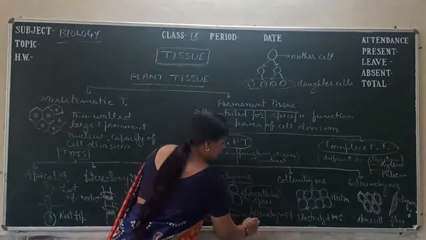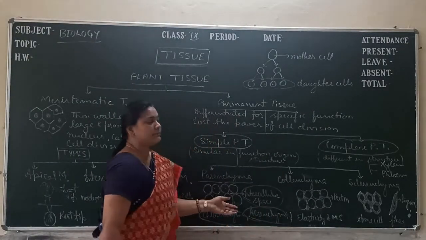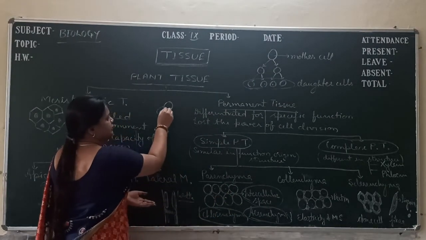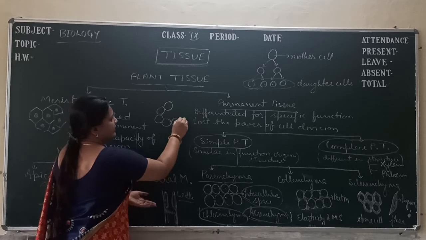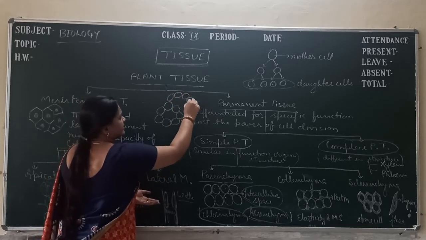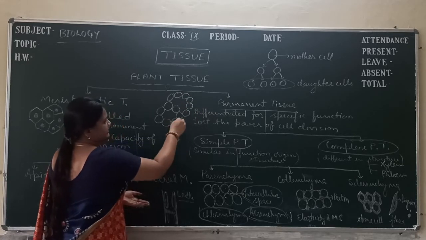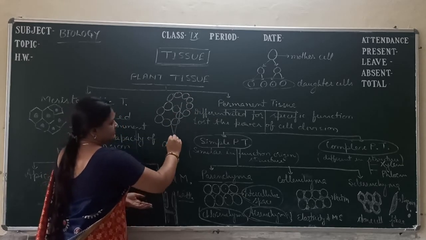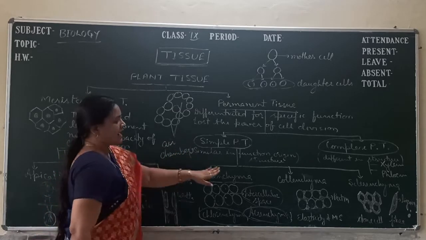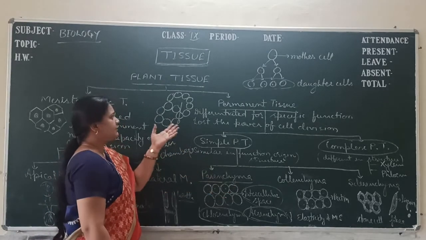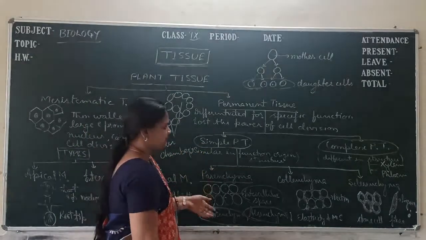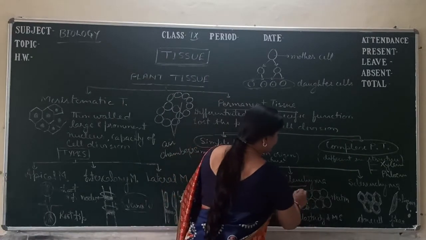And the next type is aerenchyma. In aquatic plants, or we can say hydrophytes, the parenchyma tissue is modified into aerenchyma. Aerenchyma means air sacs or air chambers. These are the air sacs or air chambers. They are present in hydrophytes or aquatic plants and they provide buoyancy to the plant for floating.